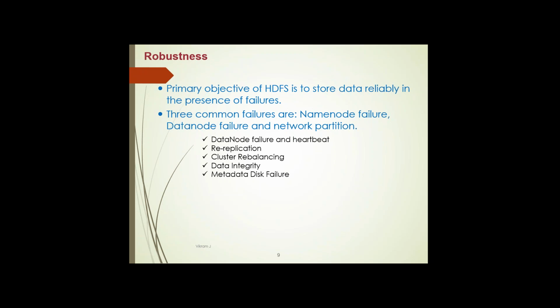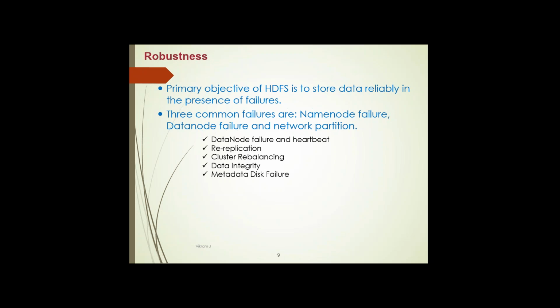So there are 3 important common failures in HDFS. One is name node failure, another is data node failure, and the third one is network partition, like a failure over the network. Name node failure means the name node service or system goes down. Data node failure means the data node system goes down. Then network failures: when there are network fluctuations or high traffic on the network, at that time we cannot access the data. That is called network failure.